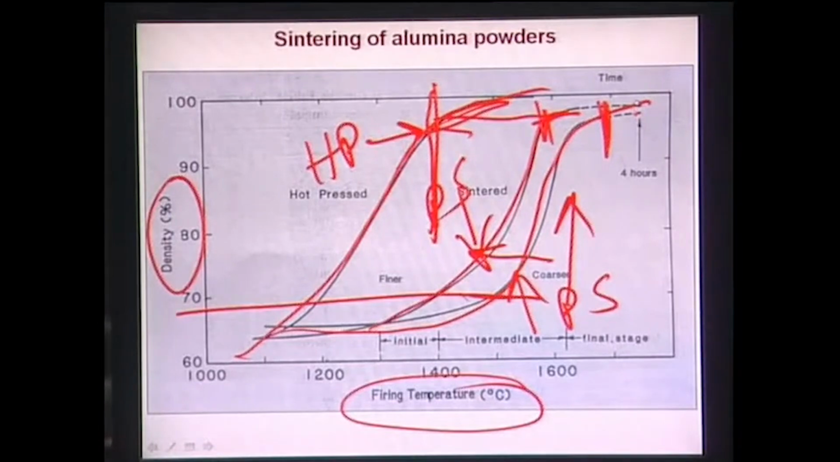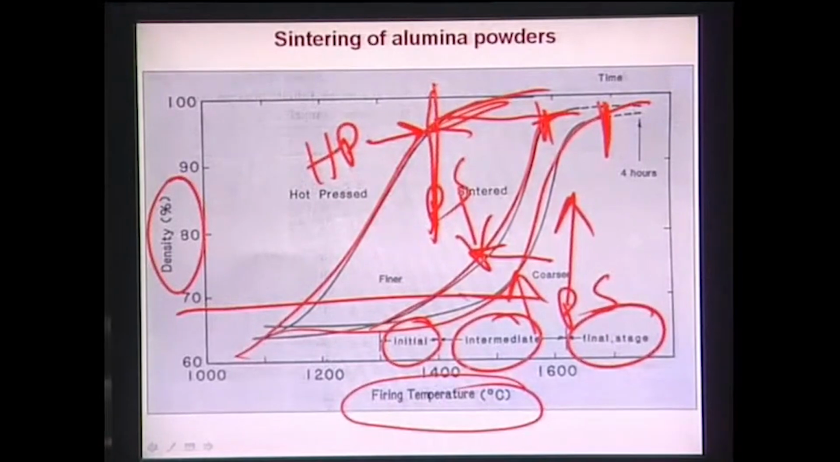So therefore in hot pressing you can quickly densify, or quickly sinter, these materials at a much faster rate, because here densification takes place much faster. The other thing that you notice from this curve is that the entire sintering can be classically divided into 3 stages. One is the initial stage, the second is the intermediate stage, and the third is the final stage. So the initial stage of sintering means it is just like the neck formation takes place.